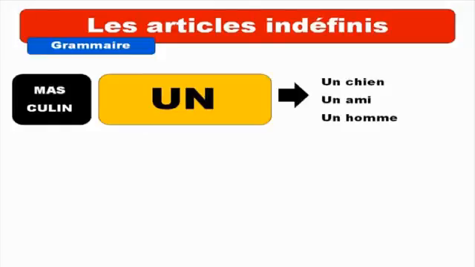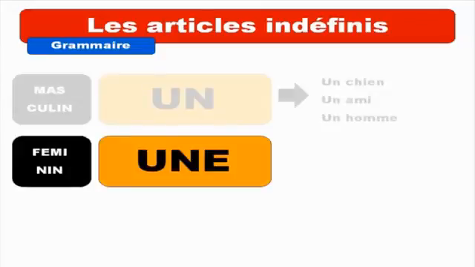Repeat. Un chien. Okay. And then un ami. Okay, so you can see that we make a small link between un and ami. So no break between the two words, and let's go for it. So it's un ami. Repeat. Okay, same thing for the last example. Un homme. Repeat. Un homme.